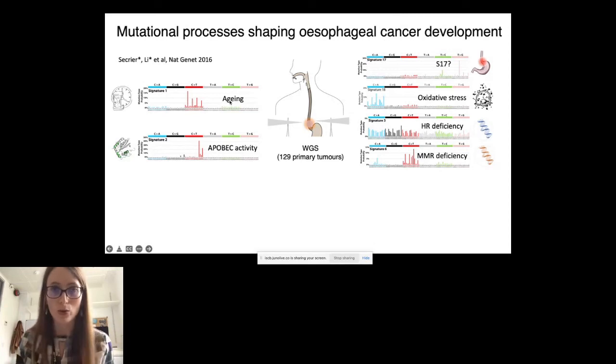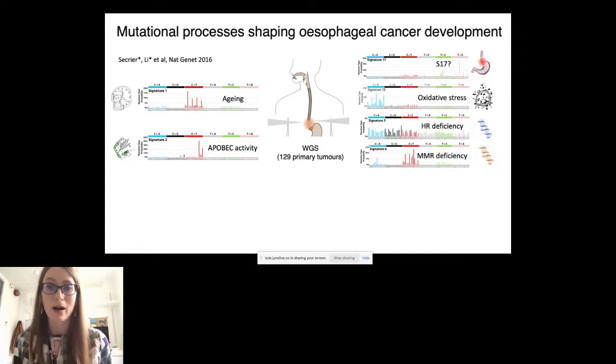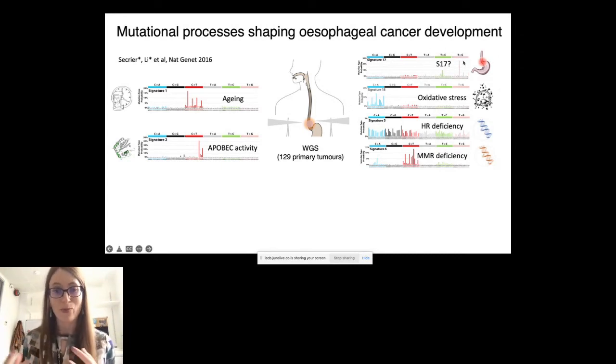And yeah, we see some very prevalent processes such as aging. We see aging pretty much in all cancers. APOBEC activity, this is a family of enzymes that I'll talk about later. We also see a lot of mutations caused by different DNA damage repair deficiencies. Some sort of extrinsic processes linked to oxidative stress. And also this signature of T>G and T>C substitutions, that is called signature 17. So if you remember, I told you to keep it in mind because I'm going to come back to it.